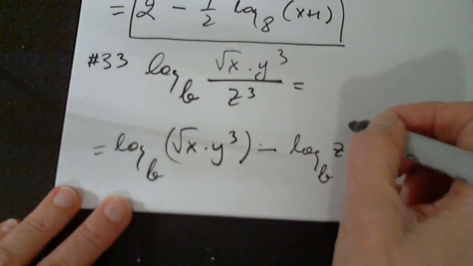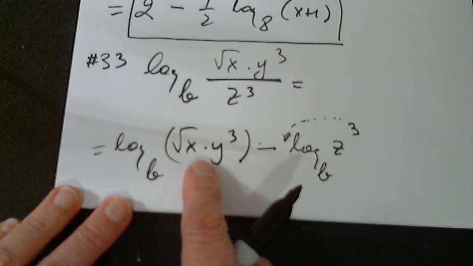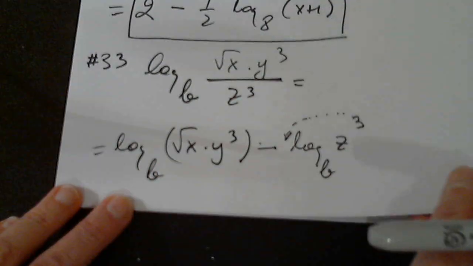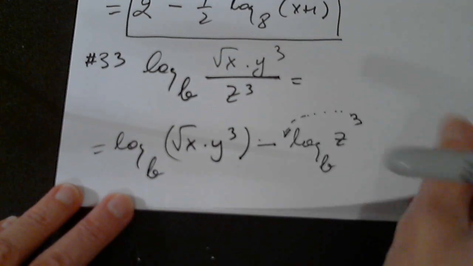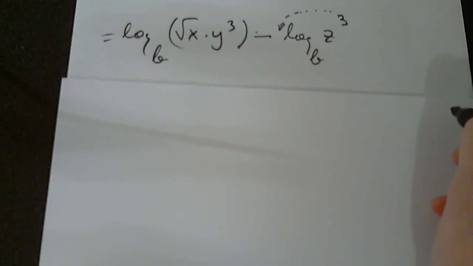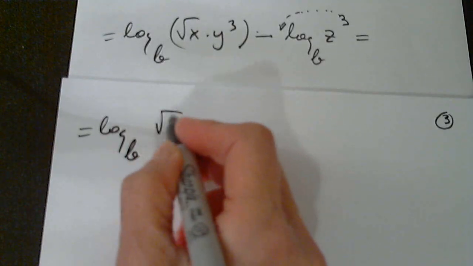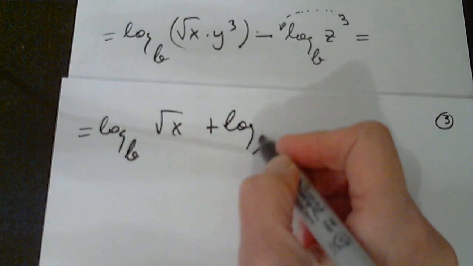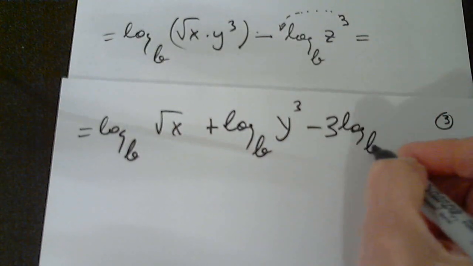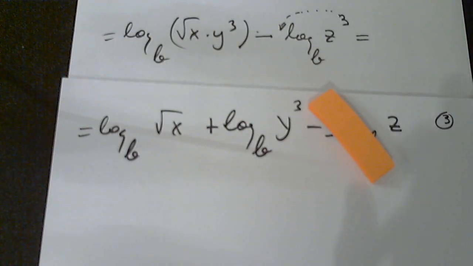This one is very easy. The only thing I have to do is just move 3 in front. This one is easy as well. It's a product. Log applied to a product is the sum of logs. So let's take a look. Log base b of the square root of x plus log base b of y to the third minus 3 log base b of z. And this is done. This one can no longer be simplified.